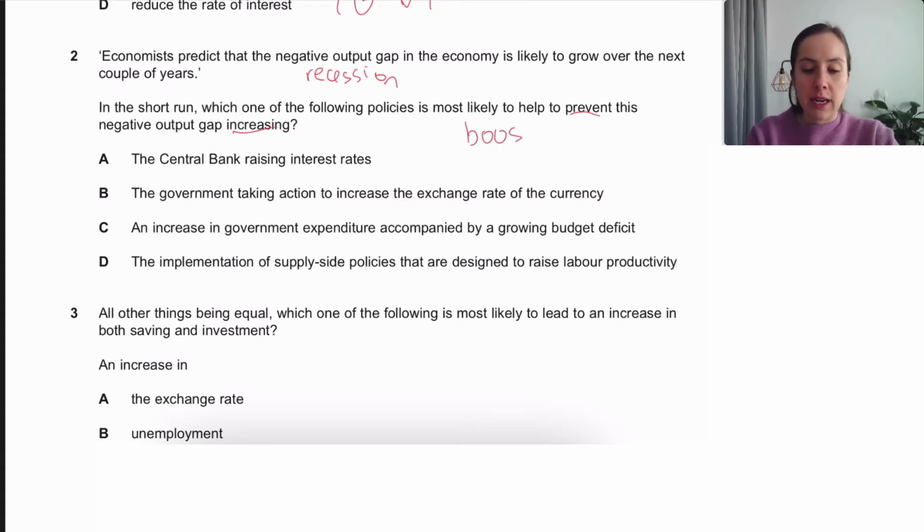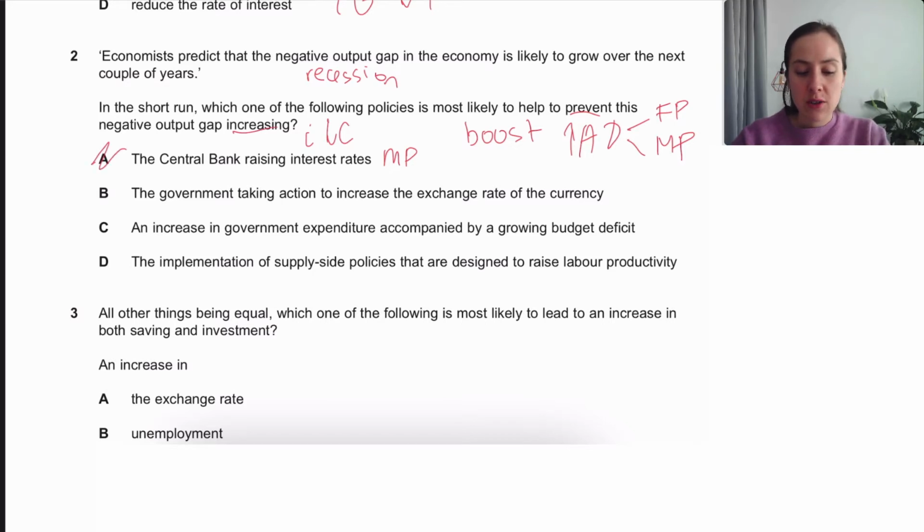So a really great way to do this, if you don't have a long period of time and you're under pressure to stop this recession right now, you're looking for something to increase AD. And the two policies are fiscal policy and monetary policy. So let's take a look if we can find one of those. Central bank raising interest rates. This is a monetary policy, but it's actually not a good one to pick because raising interest rates is going to make consumption more expensive, so we will get less consumption. That's not the right one.